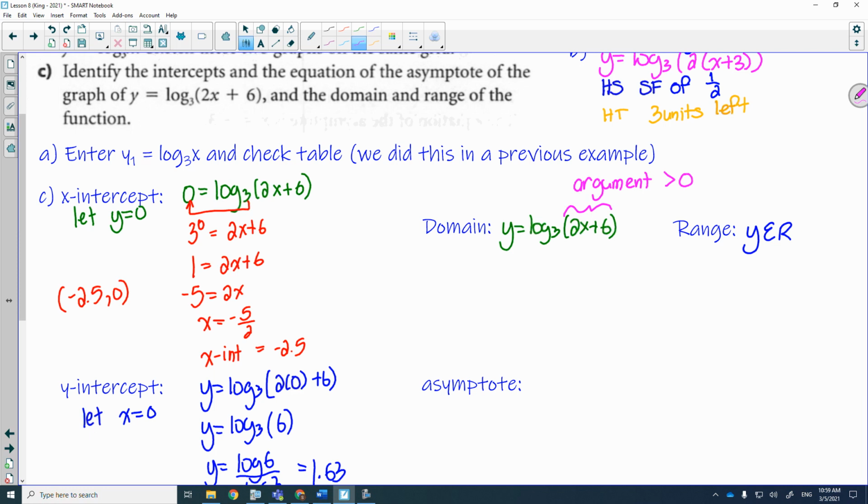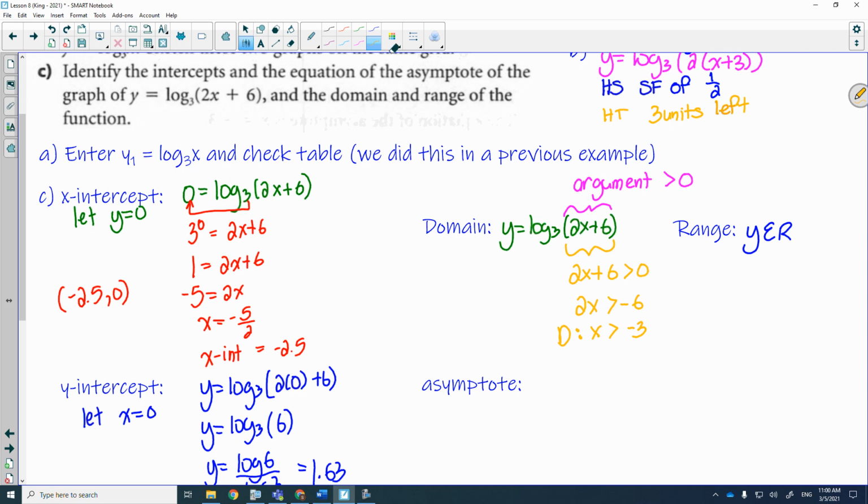So if I ever ask you for a domain or for an asymptote of a log, you're just going to look at the argument. And what you're going to do is take this argument and make it greater than 0. From here, you're going to solve for x, and you've got the domain. 2x is greater than negative 6. X is greater than negative 3. That is the domain of this graph.